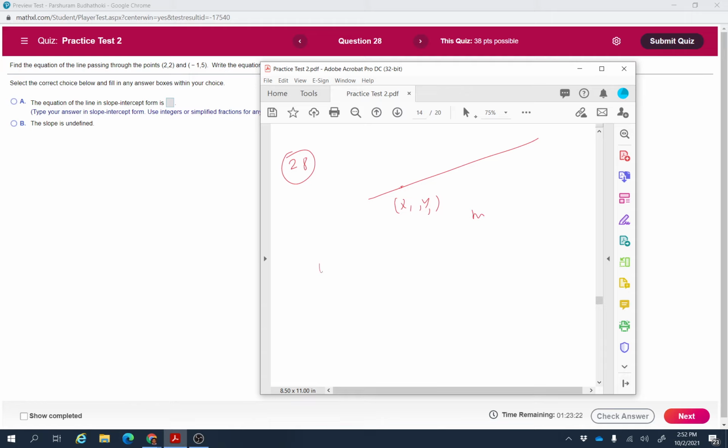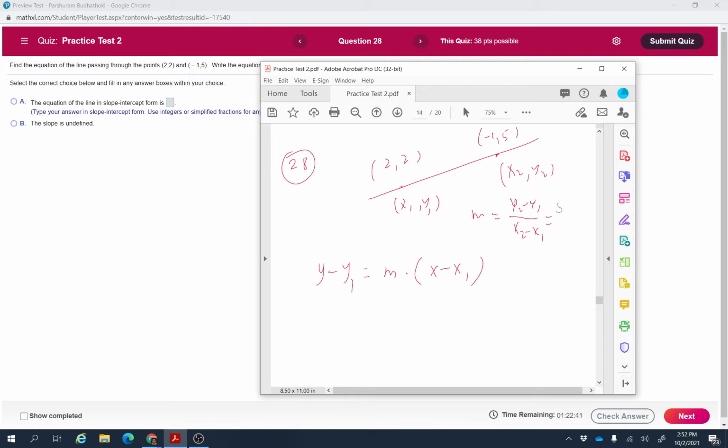The equation can be found by using this formula: y minus y1 equals m times x minus x1. After plugging in the values of m and x1, y1, you can always change this equation into any form you are looking for. But in this problem, instead of giving the slope, we have been given 2 points, which are 2 comma 2 and negative 1 comma 5. So we can take this as x2, y2, and we find the slope by using the formula we just discussed, which is y2 minus y1 over x2 minus x1. Plug the values here.